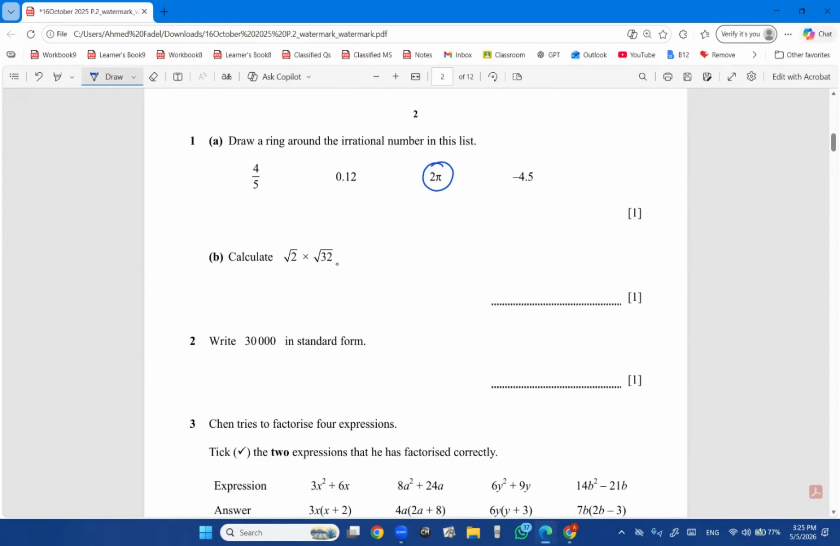Calculate square root of 2 times square root of 32. You're going to find that it is square root of 64, which is just 8.